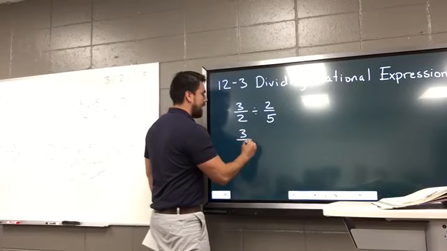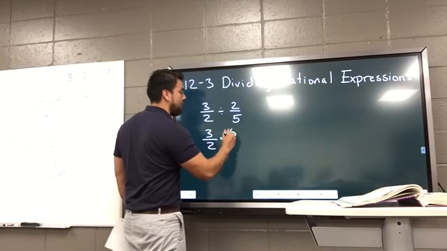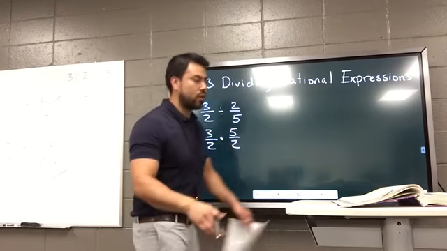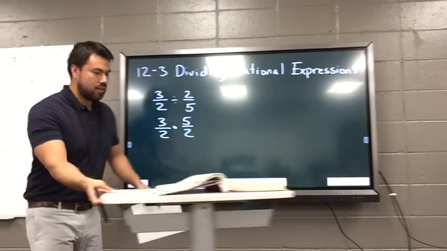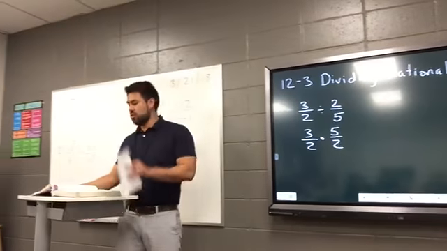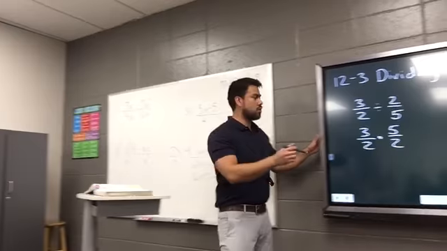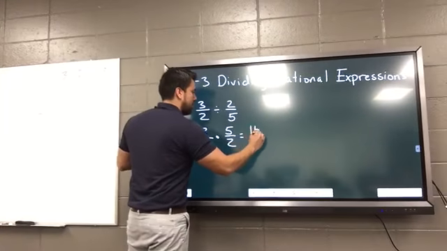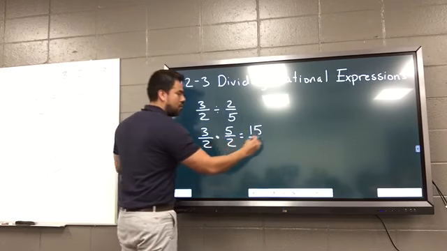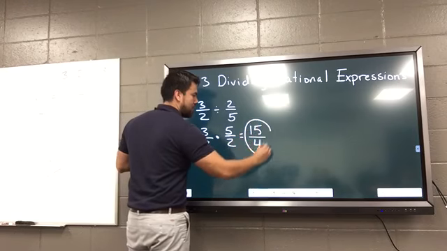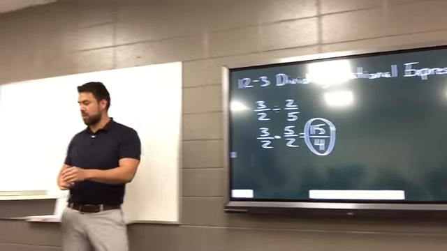Good. 3 halves times 5 halves. Now, when you're multiplying fractions, you can cancel before you multiply. Is there anything here to cancel, though? No. So what's 3 times 5? 15. What's 2 times 2? 4. So we get our 15/4. So you can leave it as an improper fraction.